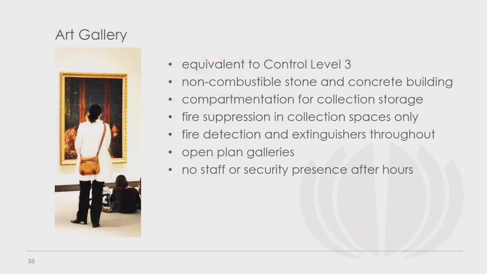A well-managed art gallery was assigned fire control level 3, although several higher-level fire protection measures were present, including fire suppression in most collection spaces. Open-plan galleries lacked the fire-rated walls and doors needed for higher control levels. Also, older parts of the building that surrounded collection storage did not have a fire suppression system.